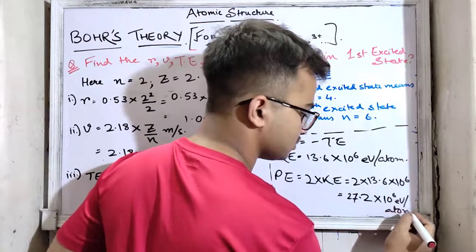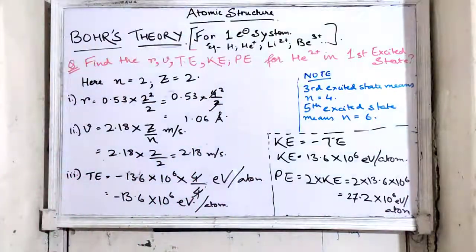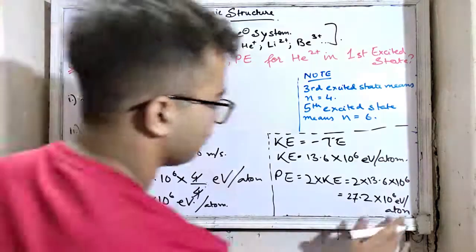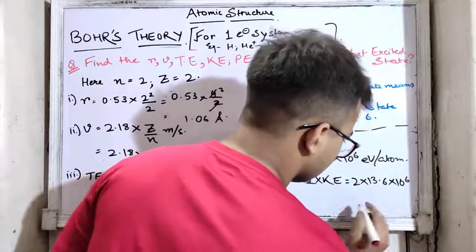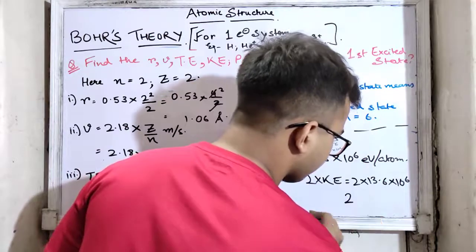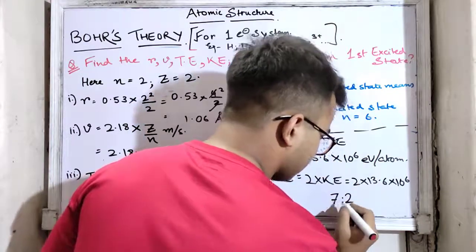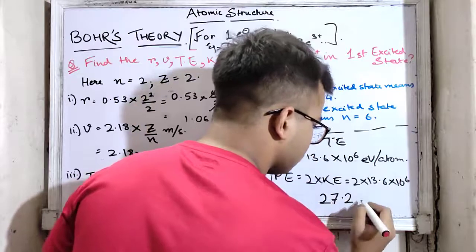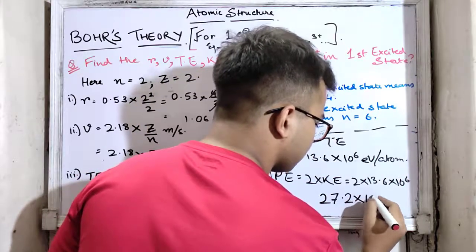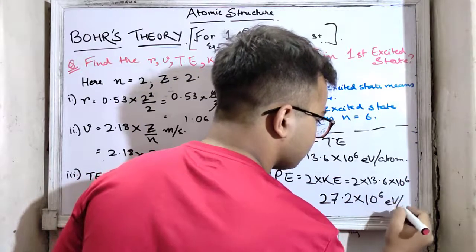I hope this portion is visible. Let me check. Yes, fine, this is visible. So next let's make this one a bit more prominent. So it is coming 2 sixes are 12, 2.72 into 10 to the power 6 electron volt per atom.